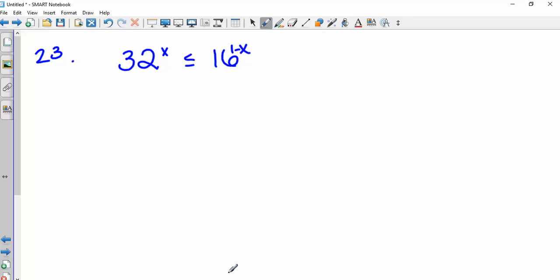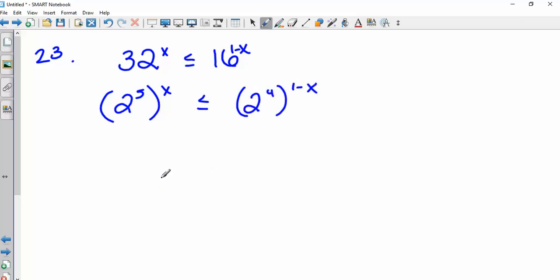Alright, 32 and 16, those are both powers of what? 2. So 32 would be 2 to the 5th. And 16 is 2 to the 4th. So power to a power, this would become a 4 minus 4x. Don't forget to distribute. My base is bigger than 1, 2 is bigger than 1, so we just set our exponents equal.